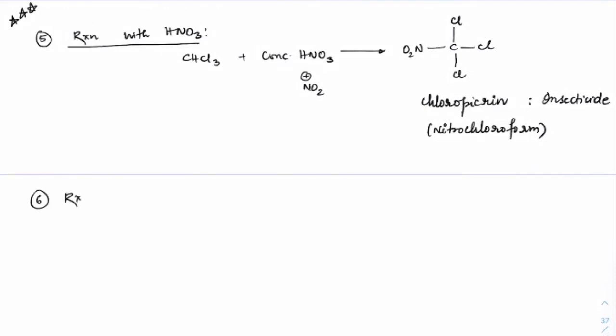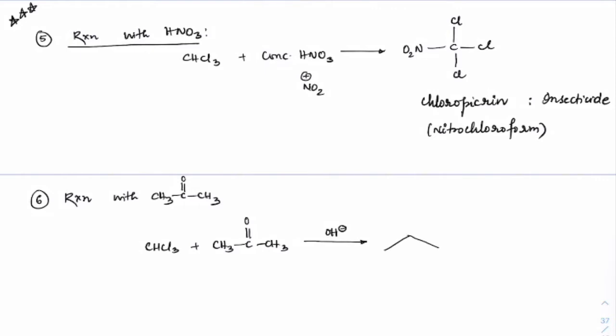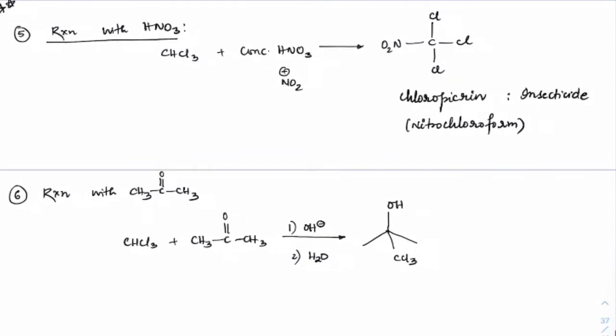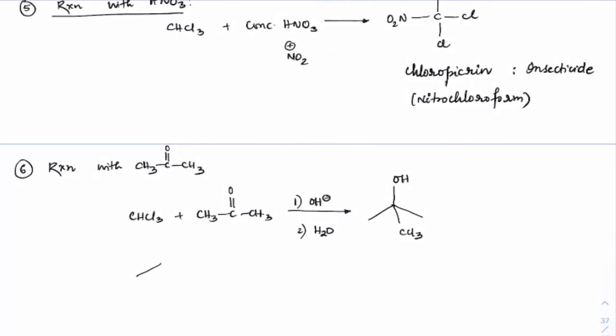Sixth reaction is the reaction with CH3, C double bond O, CH3. That is acetone. So if we react CHCl3 with CH3, C double bond O, CH3, preferably in the presence of basic medium, the reaction happens faster. Then we will see we get OH first and then hydrolysis, so OH and CCl3. So in short, there is a nucleophilic addition happening here.